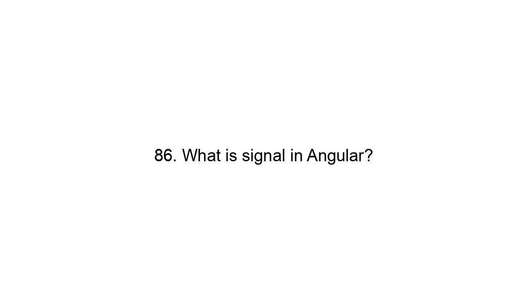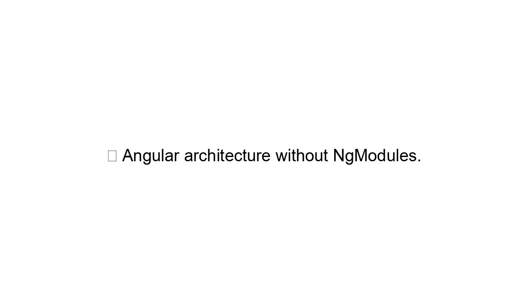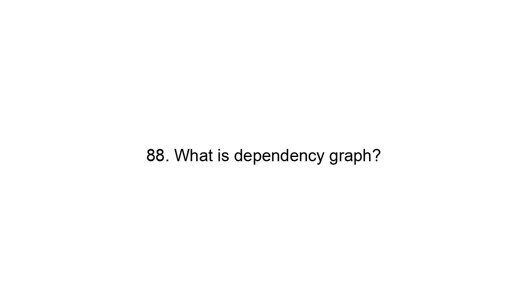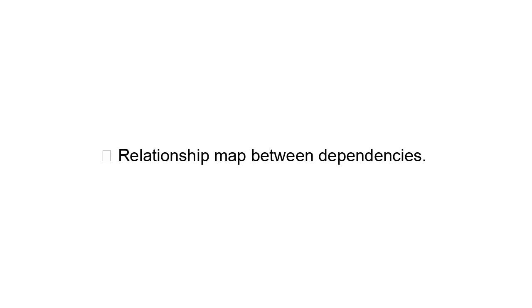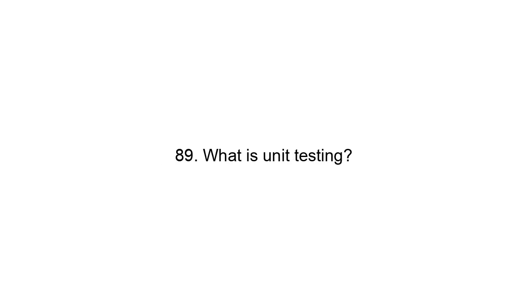86. What is signal in Angular? Reactive state management primitive. 87. What is standalone API? Angular architecture without NgModules. 88. What is dependency graph? Relationship map between dependencies. 89. What is unit testing? Testing individual components, services. 90. Common Angular testing tools: Jasmine, Karma, Jest. 91. What is end-to-end testing? Testing full application flow.